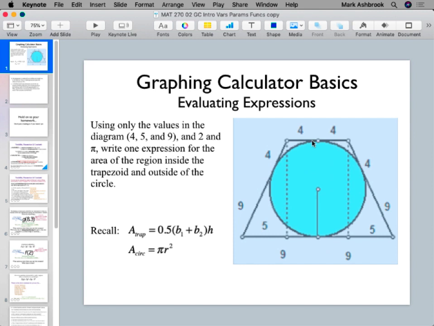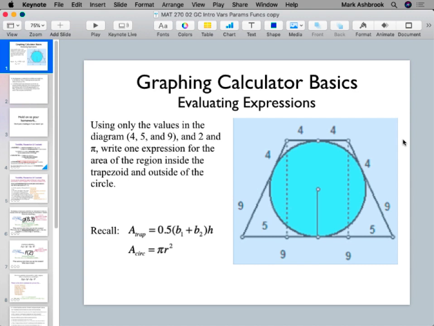So here's a geometric figure. What I want to do, using only the values in the diagram, 4, 5, and 9, and 2 is okay, and pi, is write one expression that gives the area of the region inside the trapezoid but outside of the circle, and that consists of four places. So all this area inside the trapezoid, outside the circle. You see that? So this is the total area of those 4 chunks.